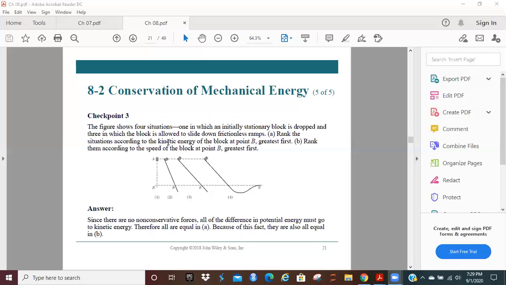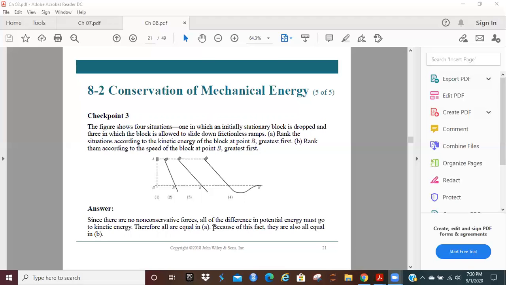Now, all 4 of these situations are talking about either a block being dropped or being slid down some sort of frictionless ramp. Since we don't have friction involved and they're not talking about a drag force or anything else like that, what the answer is telling us here is that we have no non-conservative forces. In other words, everything is considered to be conservative. Energy is just going to change form. We're not going to see it dissipate. Because of that, all of the difference in potential energy must go into kinetic energy.